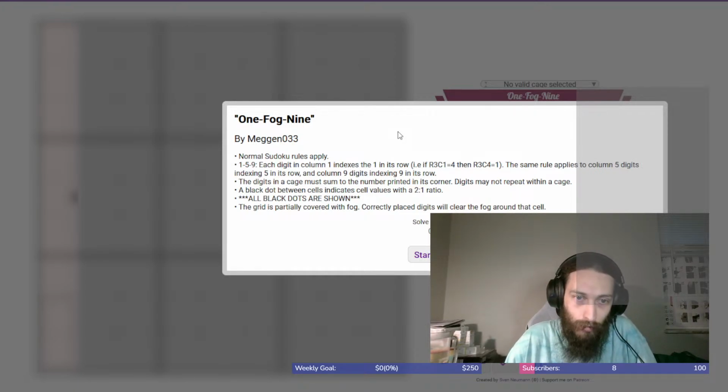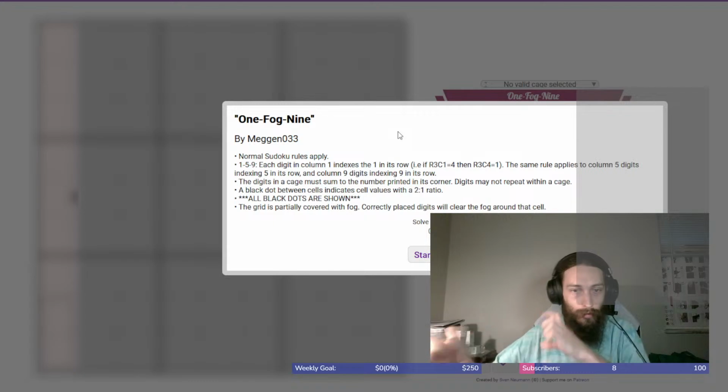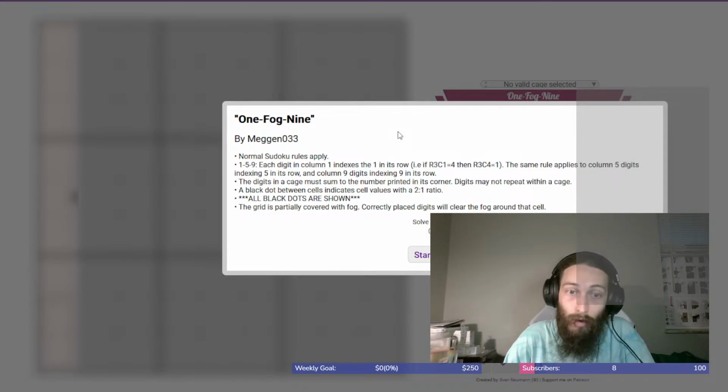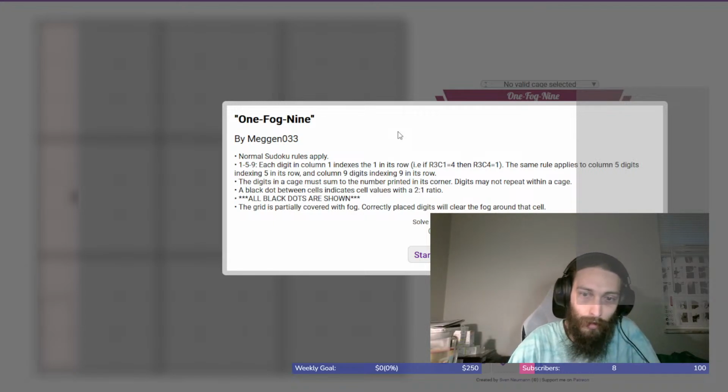A black dot between cells indicates cell values with a 2-to-1 ratio. The word cell threw me off. It was repeated there. And all black dots are shown. The grid is partially covered with fog. Correctly placed digits will clear the fog around that cell. So we have all of the black dots, so that we do have the negative constraint there.